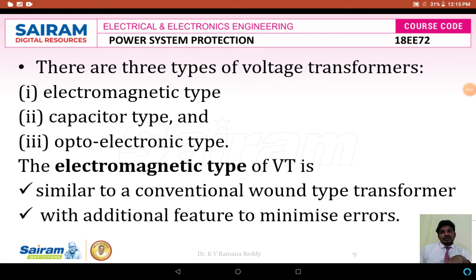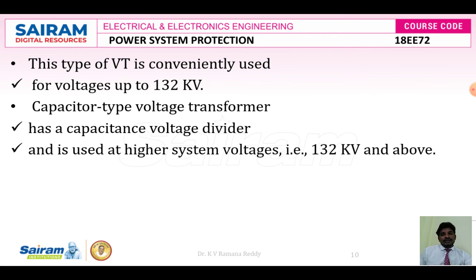The electromagnetic type of voltage transformer is similar to a conventional wound type transformer, with additional features to minimize the errors. The principle behind the electromagnetic type is electromagnetic induction, where the induced voltage in the secondary winding is directly proportional to the primary voltage, along with the voltage drops and the phase angle errors.